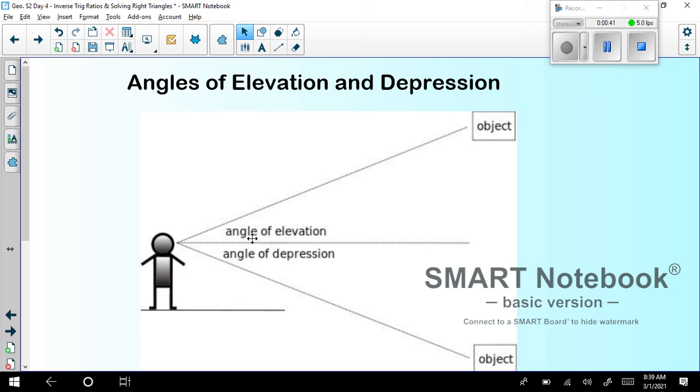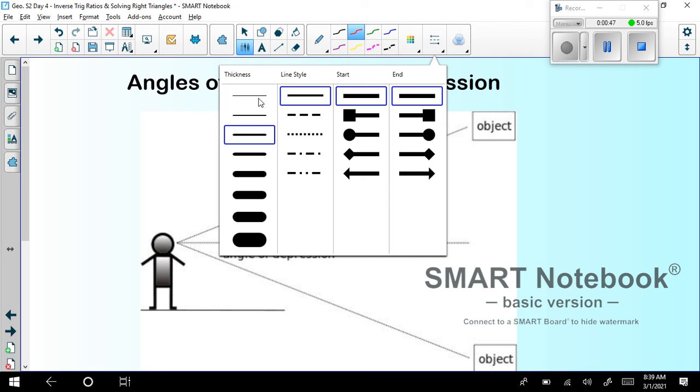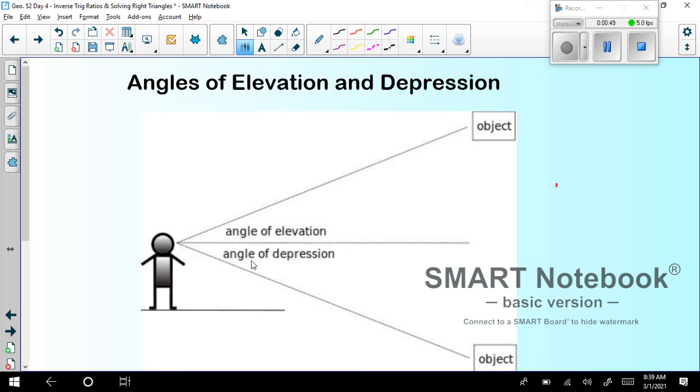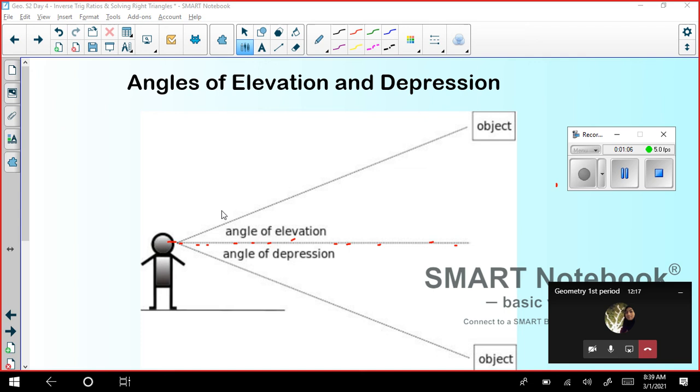There are two more definitions which we have to learn. One is angle of elevation, the other is angle of depression. This particular line indicates the line of your sight. Give me a second, guys. Let me share screen once again. Okay, we'll start with two of the definitions, that is angle of elevation and angle of depression.